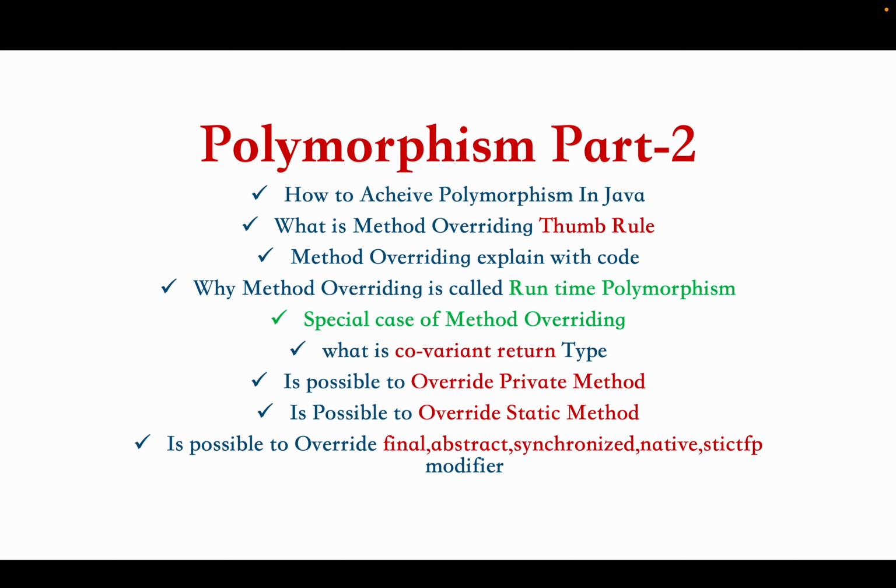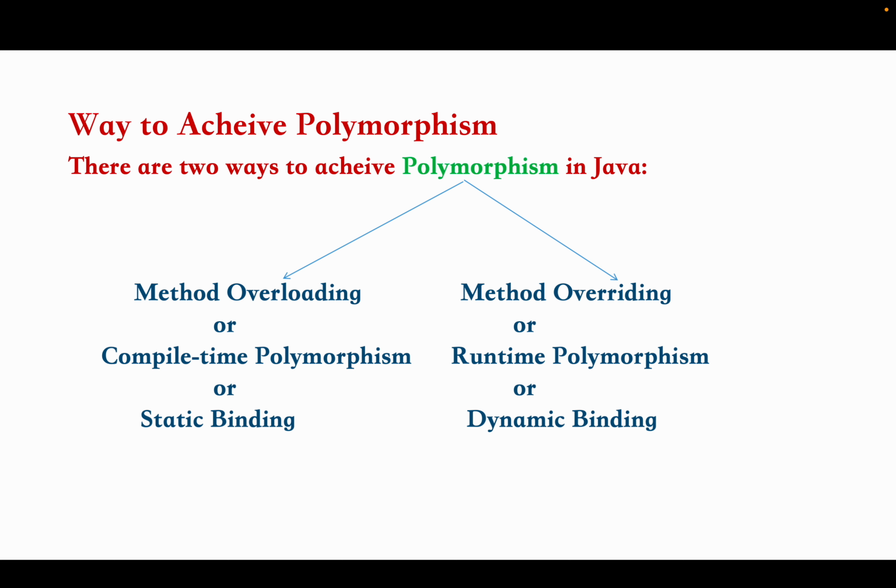Okay, so guys, without any further delay, we'll move to the first content of this second part, that is how to achieve polymorphism in Java. Guys, see, we all know very well what is polymorphism. Already explained, poly means many, morphism means forms. So one action can be performed in multiple ways, correct? That is polymorphism, correct?